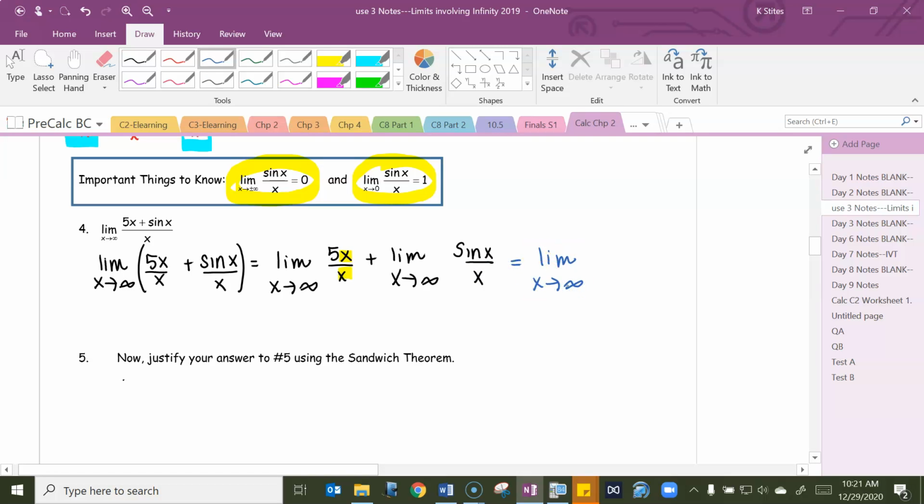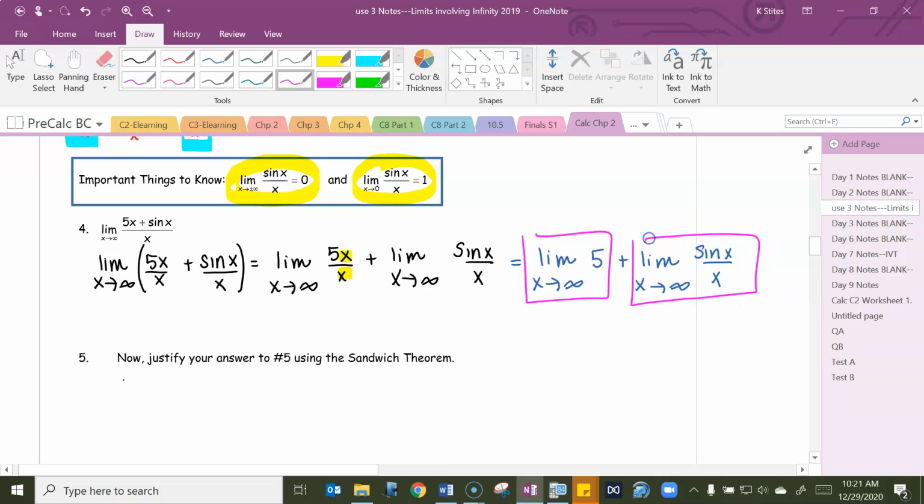So this is really just the limit as x approaches infinity of 5 plus the limit as x approaches infinity of sine x over x. Okay, so now these are two separate limits. We can identify them or calculate them separately. The limit as x approaches infinity of 5, well, that's just a 5. And this is our identity that we just did. This is going to be a 0. And we are adding them together, so 5 plus 0 is 5. Equals 5.